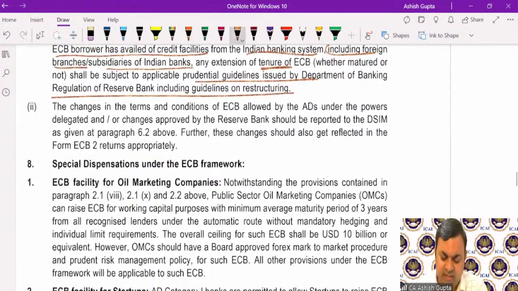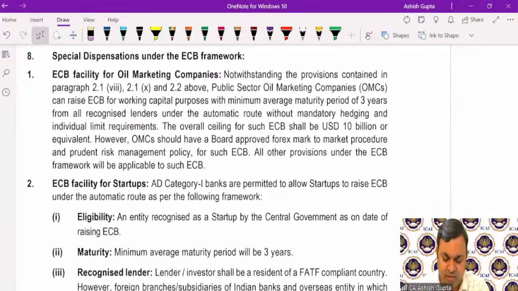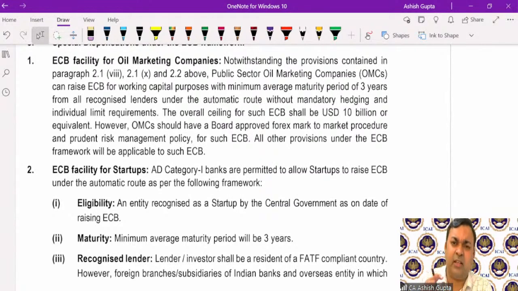The changes in the terms and conditions of ECB allowed by the AD under the powers delegated, or the changes approved by the Reserve Bank, should be reported to DSIM. Special dispensations under the ECB framework. These are for special categories of investors or categories of businesses.